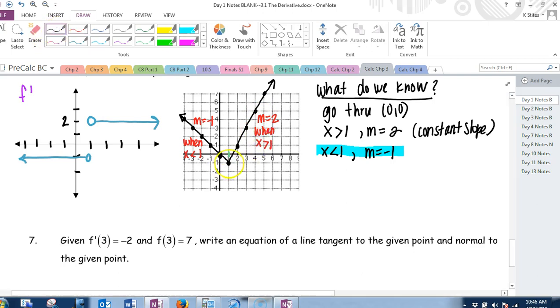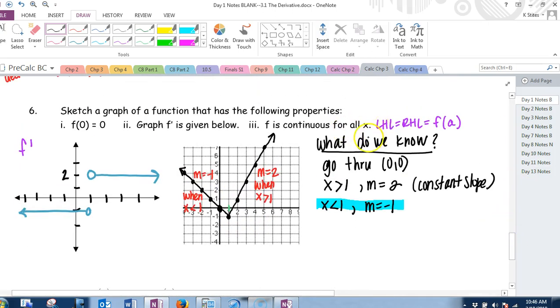Notice that I have a closed dot here. It has to be a closed dot because the graph is continuous. If you had an open dot, that would be a hole. We would no longer have a continuous graph. Okay, so that does have to be a closed dot at the vertex.